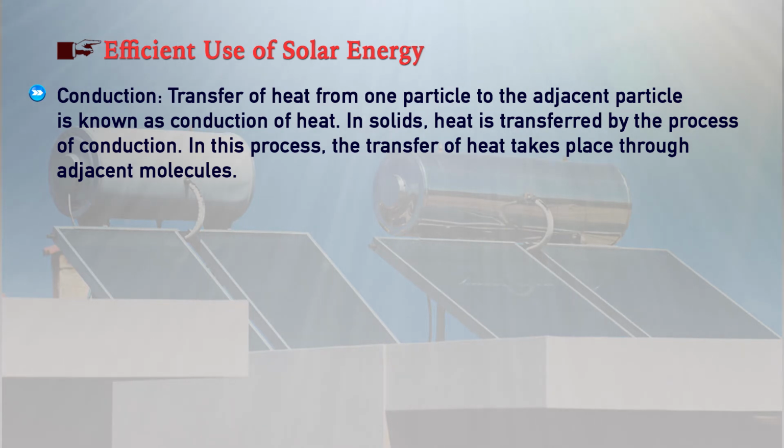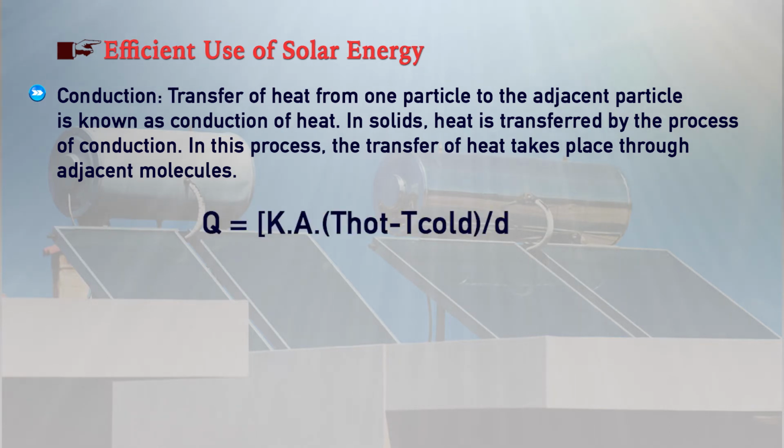The formula for the conduction, we can say that Q is equal to K capital A multiplied by T hot minus T cold divided by D, where this Q is what? Q is a heat transfer and K is a heat transfer coefficient, A is the area, T hot is a temperature of the hot surface and T cold is a temperature of the cold surface and D is the thickness.